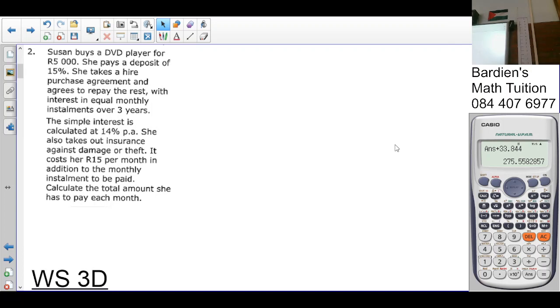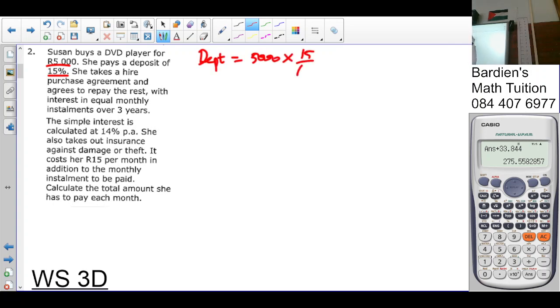So we must calculate the total monthly installment. So what do we do first? First things first. Calculate the deposit. How do you calculate the deposit? It's 5,000 Rand multiplied by 15 over 100. That gives a 750 Rand deposit.